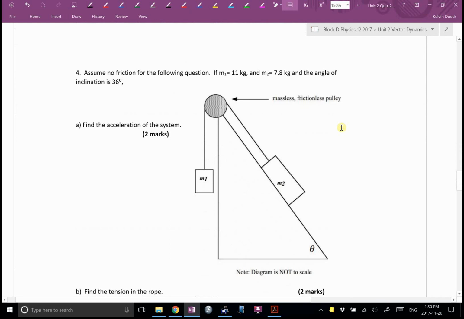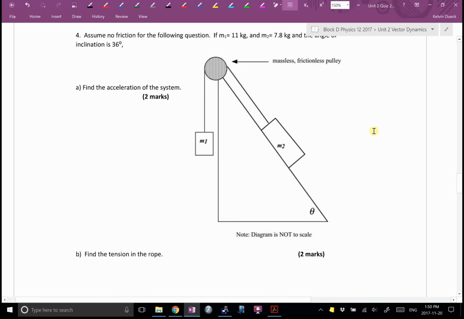Number 4. I'm pretty sure, on several versions of my test, but I don't think on all versions of my test, I put an Atwood machine with a ramp. I don't think I put it on all of them, but it's definitely on at least half of them. I think here I didn't have friction. I think on your test I included friction from the get-go.